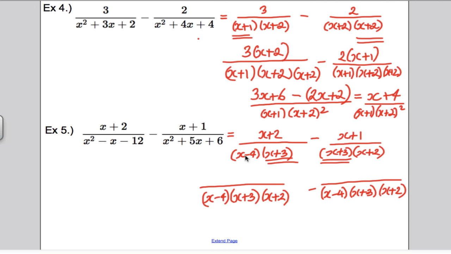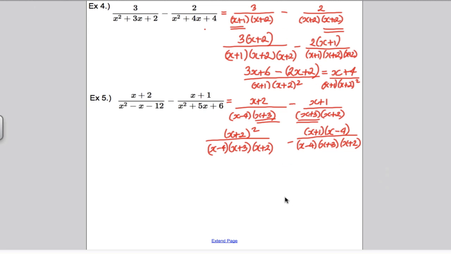Now, what did you have to do to this denominator to get an extra x plus 2? You had to multiply by x plus 2, so you'd have x plus 2 squared. What did you have to do to this denominator to get the extra x minus 4? You had to multiply by x minus 4. Okay, and we're going to attempt at combining these, see if we can. Let's expand as we go.